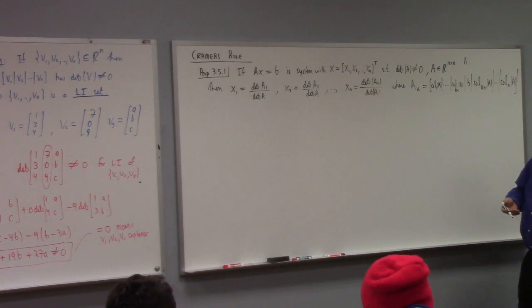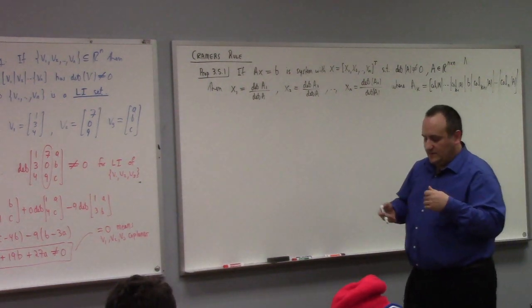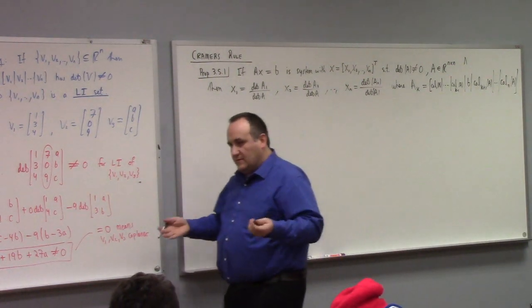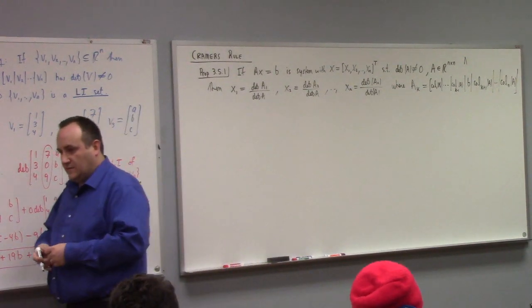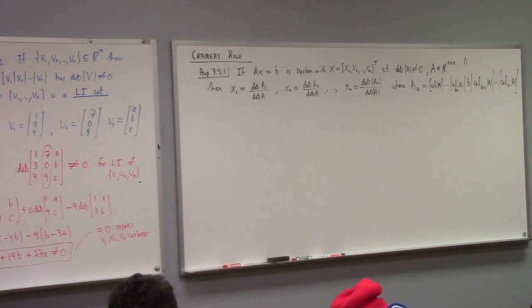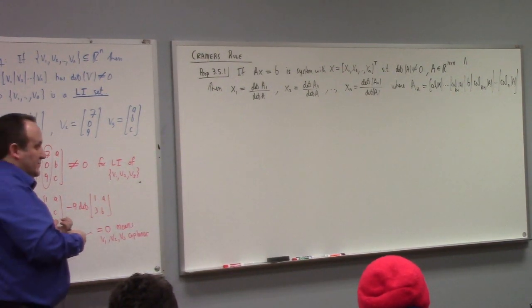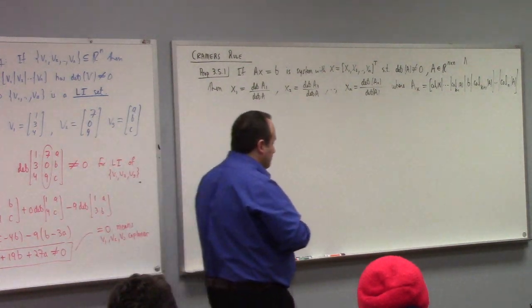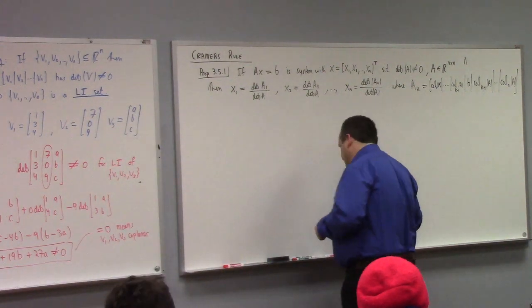A sub k is obtained by taking the matrix A and swapping out the kth column for the inhomogeneous term. I repeat, A sub k is formed by taking the coefficient matrix for the system and swapping out the kth column for the inhomogeneous term of the system. All right?